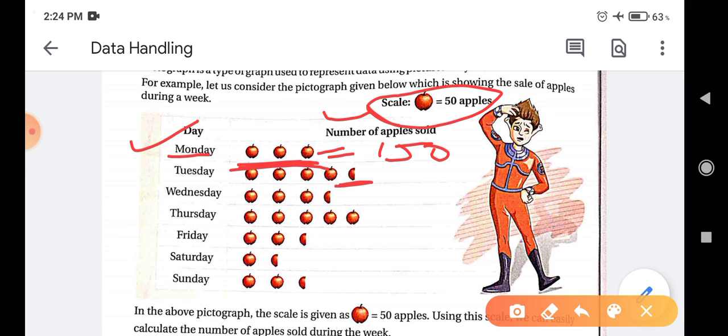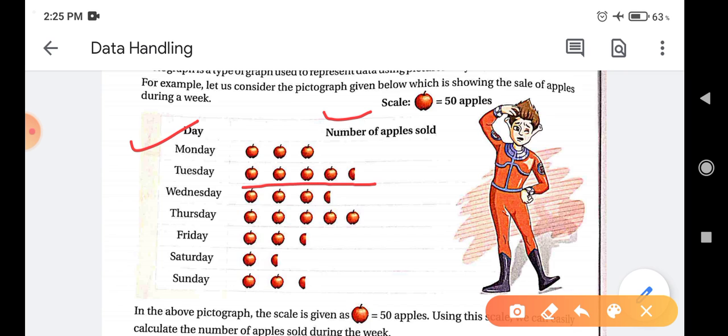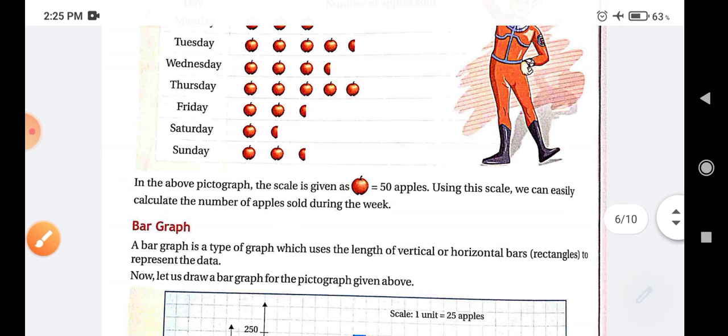But if half apple is drawn, then it means 25, because full apple means 50 apples and half apple means 25 apples. So on Tuesday we can say that 225 apples were sold. In this way we can answer many questions, like on which day the maximum number of apples were sold and on which day the least number of apples were sold.